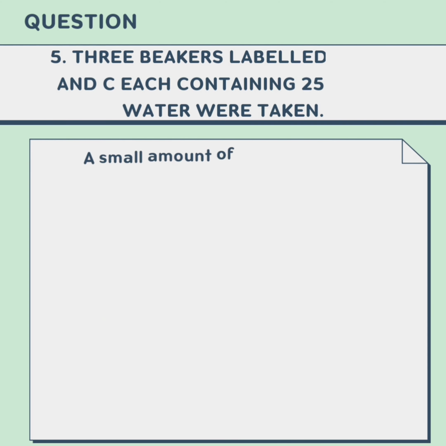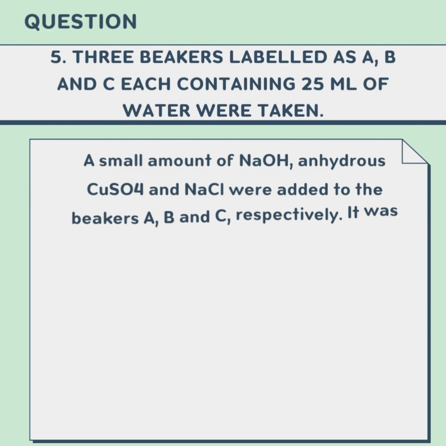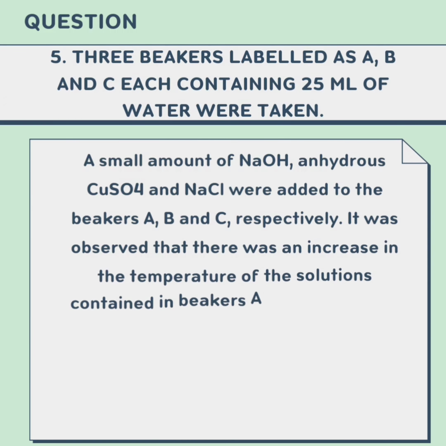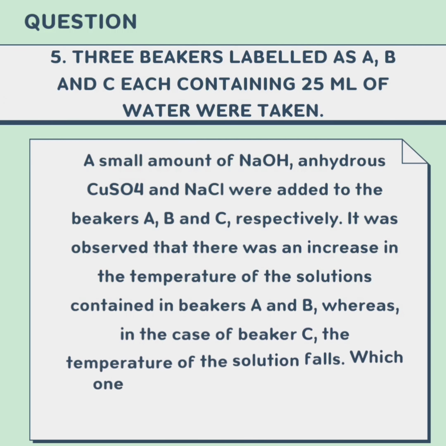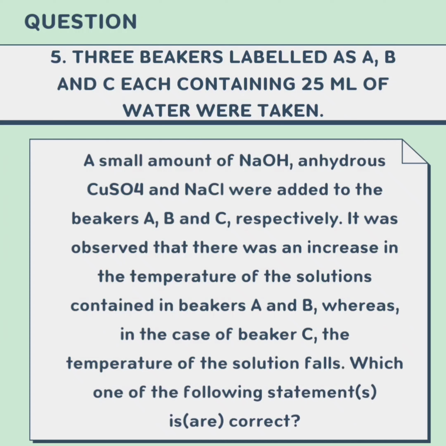5. 3 beakers labeled as A, B and C, each containing 25 milliliters of water, were taken. A small amount of NaOH, anhydrous CuSO4 and NaCl were added to the beakers A, B and C, respectively. It was observed that there was an increase in the temperature of the solutions contained in beakers A and B, whereas, in the case of beaker C, the temperature of the solution falls. Which one of the following statements are correct?